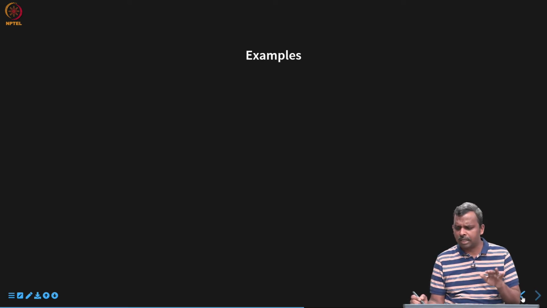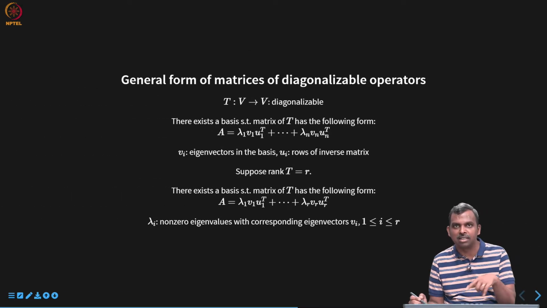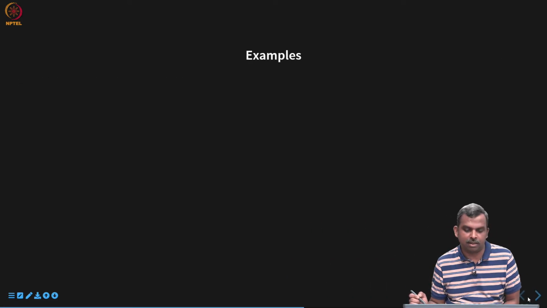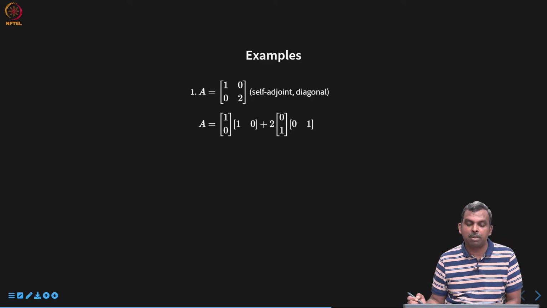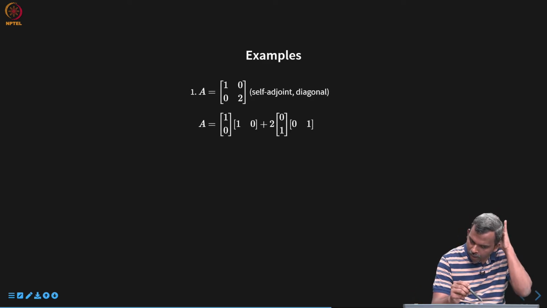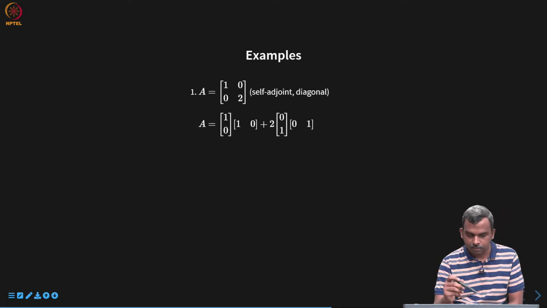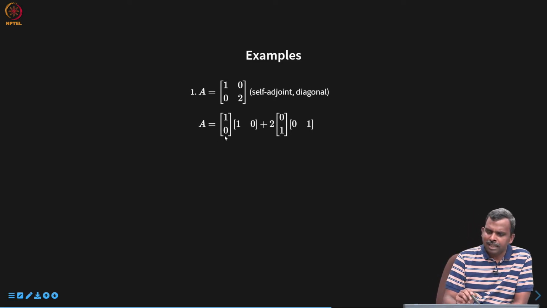But before that, let's look at a few examples of how this works. You'll get an idea. These expressions are fine, but it's good to see examples. We'll see some examples, and then we'll jump into this complex spectral theorem. Let's start with the simplest possible example. A is diagonal with entries 1, 2, 0, 0. It's self-adjoint, and in this case, it's very easy to write A as the sum of two rank 1 matrices: 1, 0, 1, 0, 0, 1, 0, 1, and then you multiply by 2.